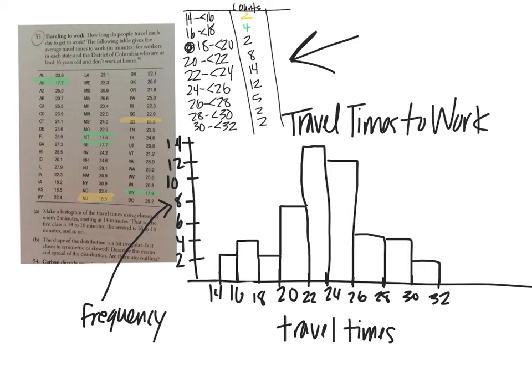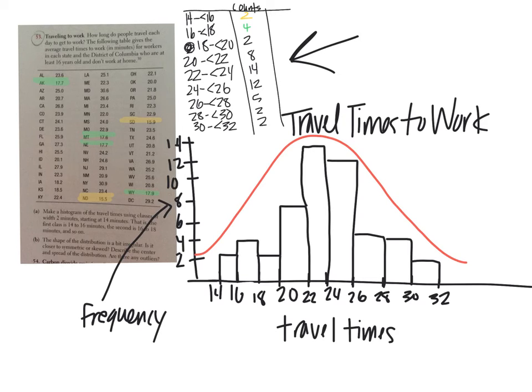The second question says that the shape of the distribution is a bit irregular. Is it closer to symmetric or skewed? Describe the center and the spread, and are there any outliers? So, I know that this is unusual. It's not perfectly symmetrical by any means, but the thing is, and this is going to be true for a lot of stats things, this is roughly symmetrical. It's got some things in the middle. It's got some stuff on the sides that are lower. It's not perfect, but it is roughly symmetrical.